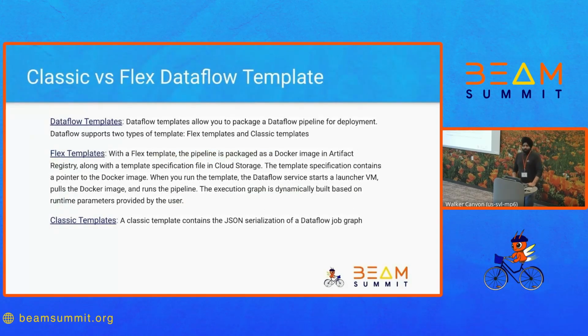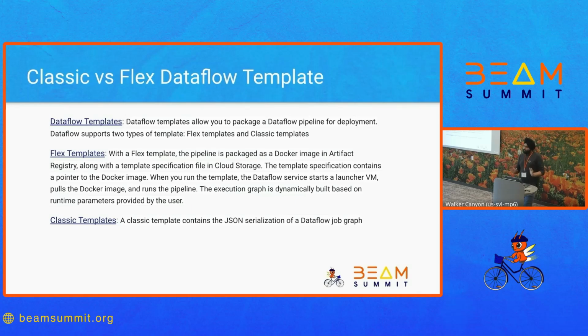So Dataflow templates are just a way to package your Beam code. Dataflow is built on top of open source Beam, so it helps you package your Dataflow code. There are two types of templates it allows, Flex templates and Classic templates. With Flex, you build a Docker image with all your dependencies and a spec file in Cloud Storage. When Dataflow launches, it pulls that Docker image and builds your Dataflow pipeline. While Classic is just a JSON serialized version of a graph.